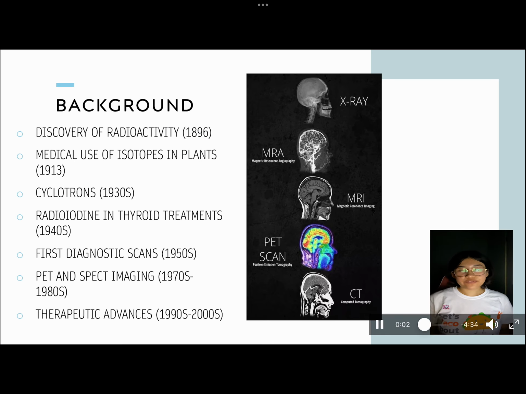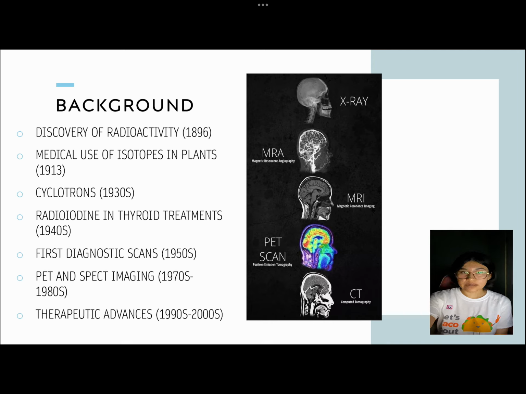The history of nuclear medicine has evolved over a century. This is because it is looking forward to enhancing diagnostics and treatments in healthcare or the medical field. So it all started in 1896 with the discovery of radioactivity.